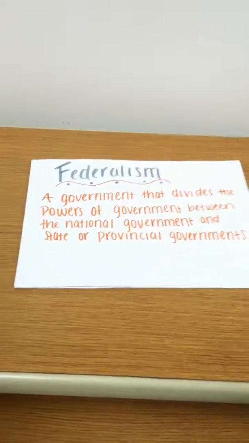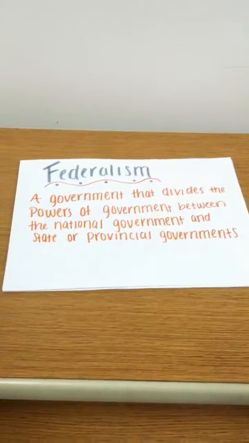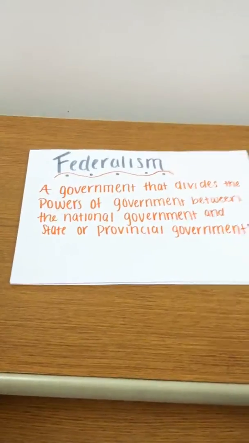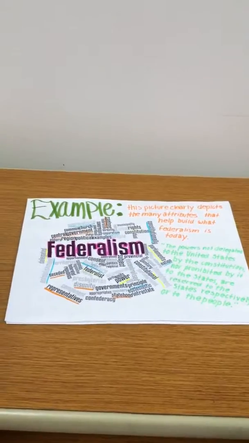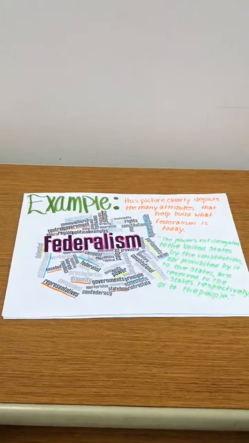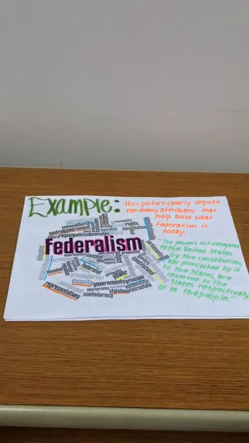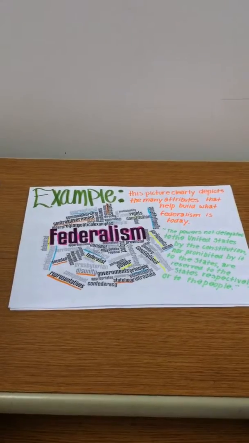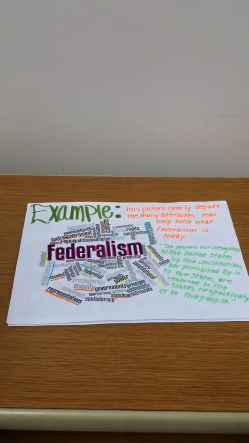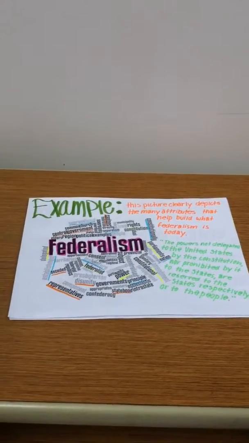Federalism is a government that divides the powers of government between the national government and the state or provincial governments. Example, this picture clearly depicts the many attributes that help build what federalism is today. A quote, "The power is not delegated to the United States by the Constitution, nor prohibited by it to the states, are reserved to the states respectively or to the people."